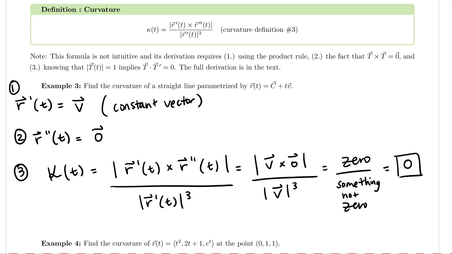And we actually should have expected that to be the case before we even finished our calculation, because again, if this is a straight line, so here's my straight line, and my car is driving along that path, then our curvature is 0, because if I'm driving along a straight line, I am not turning my steering wheel at all. So that is the curvature of a straight line.